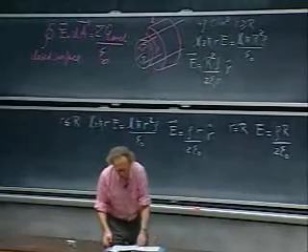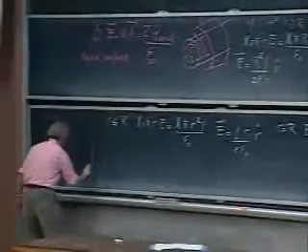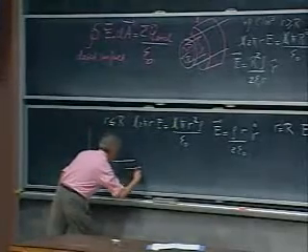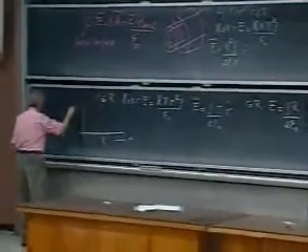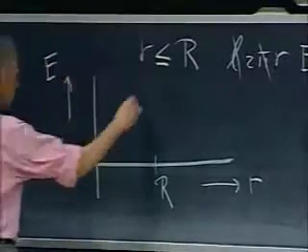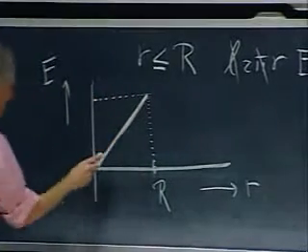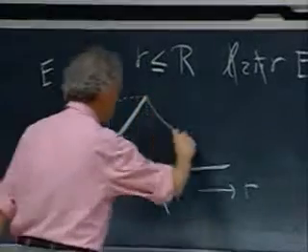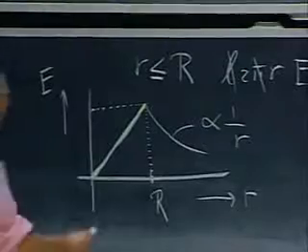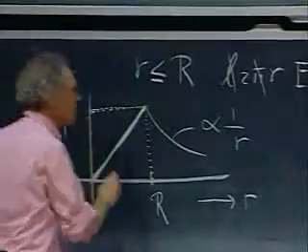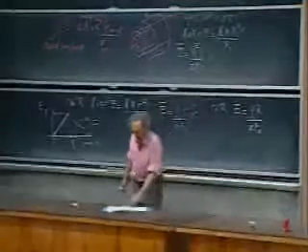So we can now make a plot of the electric field as a function of distance r, here being capital R, and here being the electric field strength. It's a linear line, 0 here, goes up to a certain maximum, and then it falls off as 1 over r. And this value here is this value. That's where little r is capital R.